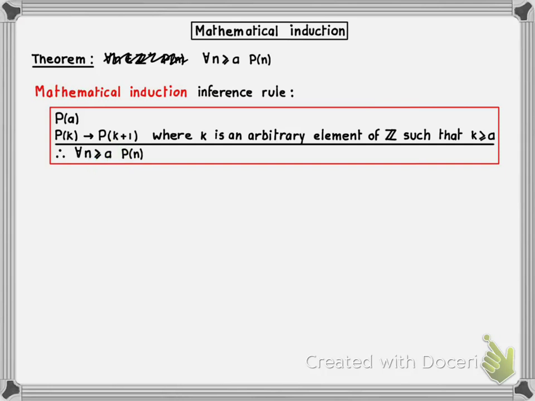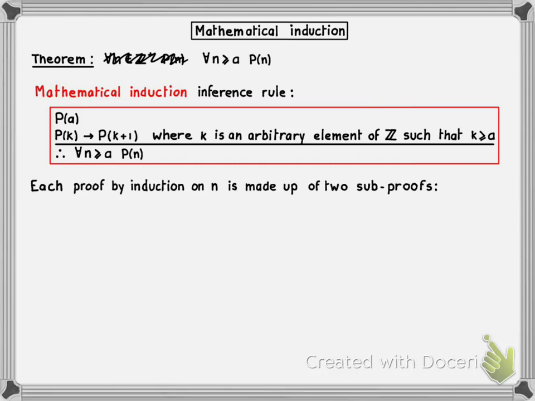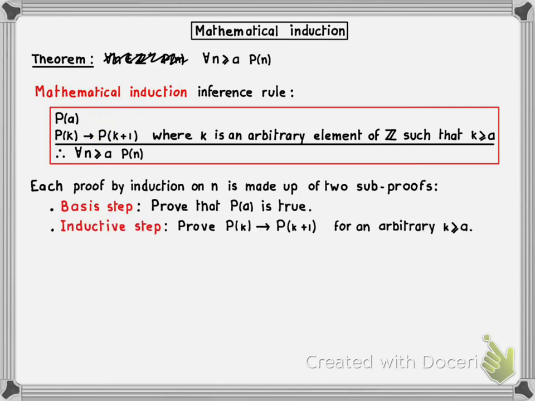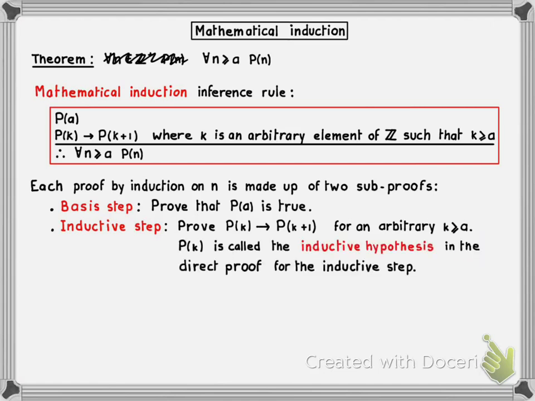So as before, for every proof by induction on n, we're going to have to write two subproofs. The first one is the basis step, where we prove that P of a is true, and the second subproof is the inductive step, when we prove that P of k implies P of k plus 1 for an arbitrary integer k greater than or equal to a. And as usual, the inductive hypothesis is going to be the hypothesis of the conditional here, namely P of k.